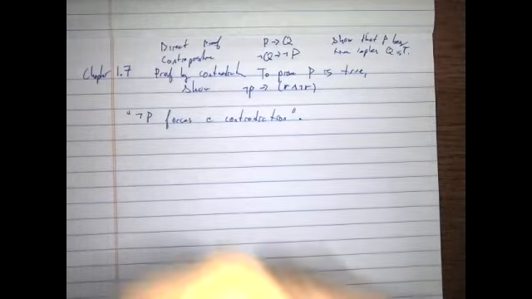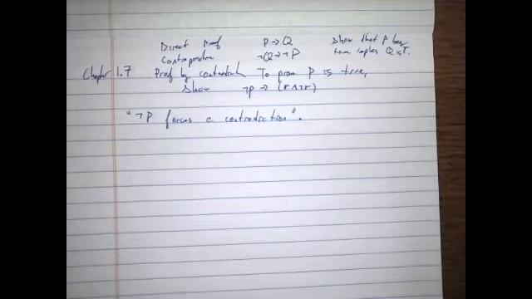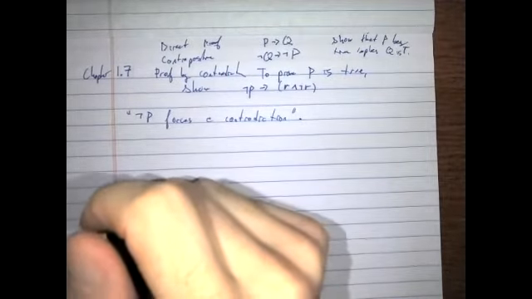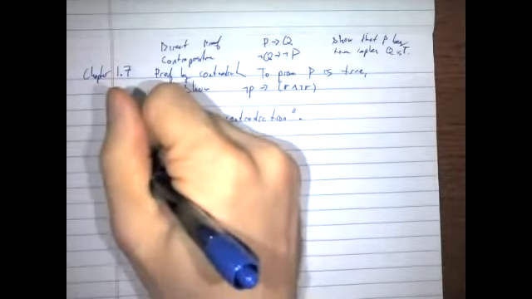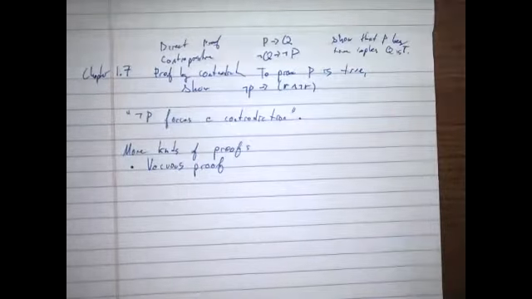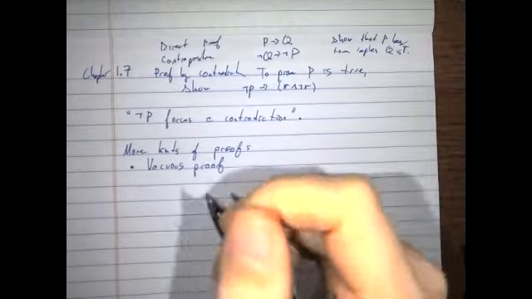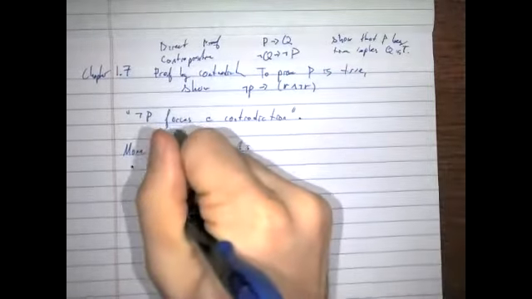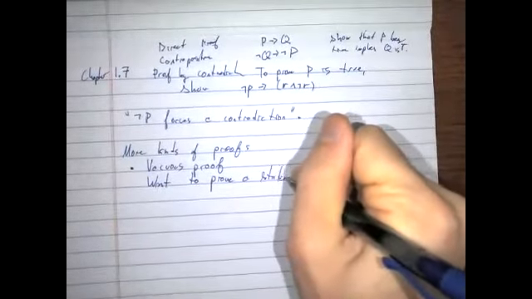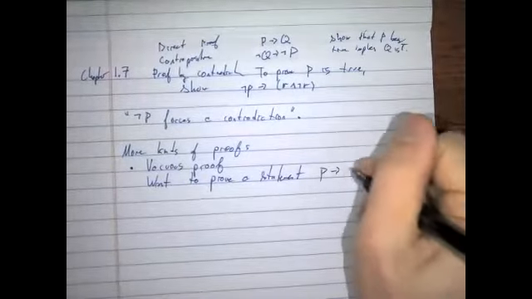Okay, so to finish off section 7, we're going to go through a couple more kinds of proofs. So the first one is called a vacuous proof. And in a vacuous proof, what we do is we want to prove a statement of the form P implies Q. Okay.